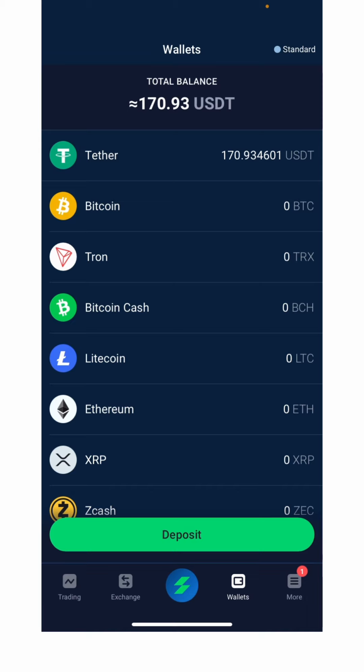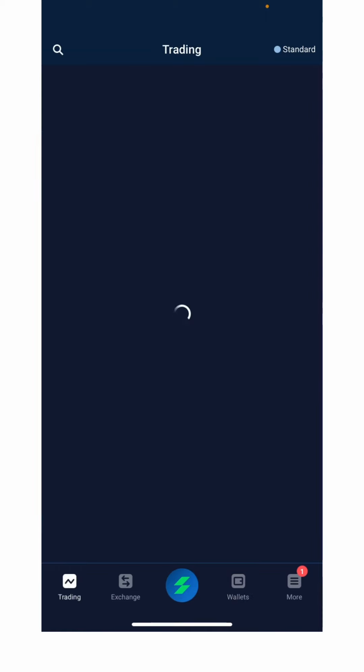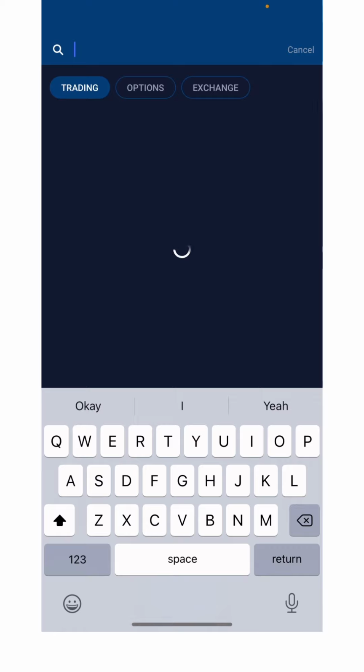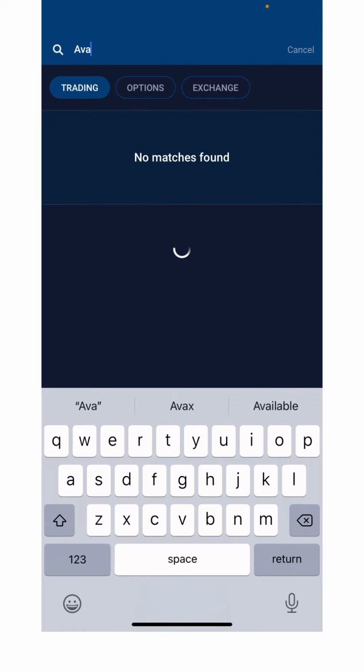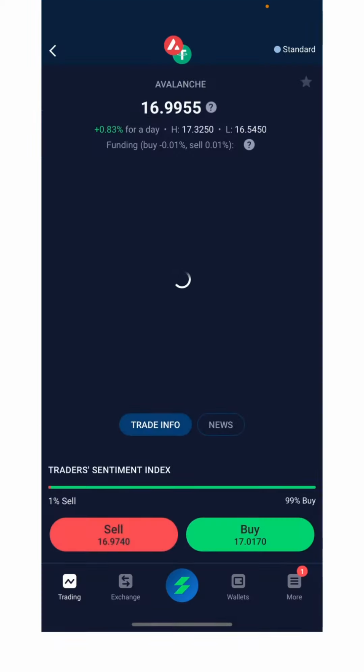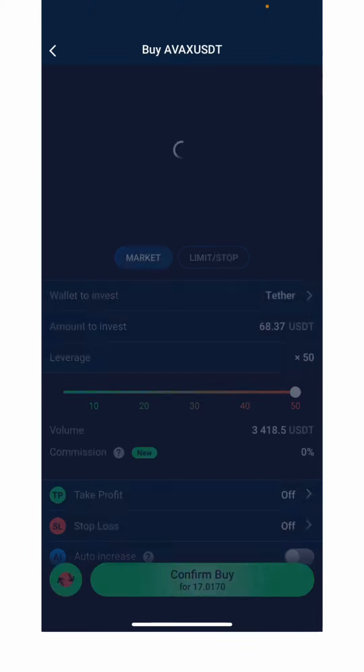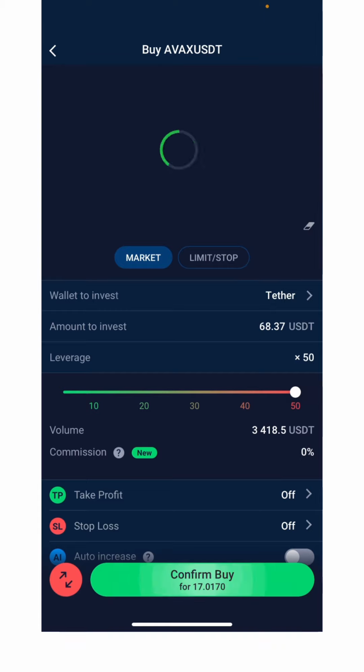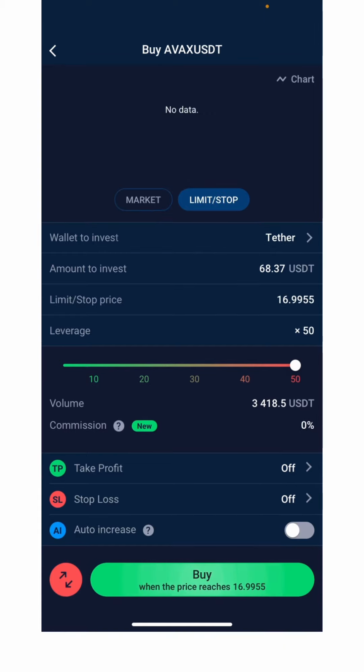So if I'm sending a signal, you need to check your StormGain. If you want to use StormGain and trade, just come to trading here on StormGain. Then you click on the search box and type that currency inside, that pair, the one that I share in the group. So if, like I say, AVAX USDT, then you type it in, it will come. Then you click on it. If it's a market order, you just configure it and buy once. But if it is limit order, you click on limit/stop loss.